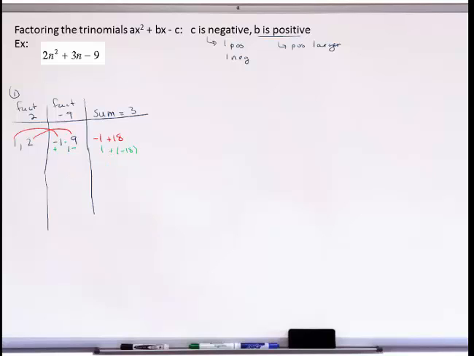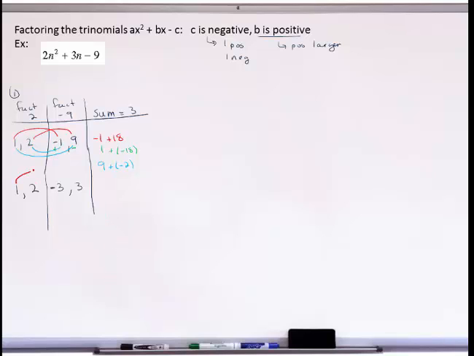So if you get the right numbers but the wrong signs, just switch your signs. Okay, next I try 1 times 9 and 2 times negative 1, and I get 9 plus negative 2, which is also not a 3. So now I'm going to have to try other factors of 9. Again, 2 only has 2 factors. 9 can be a 3 and a 3. One of them will be negative.